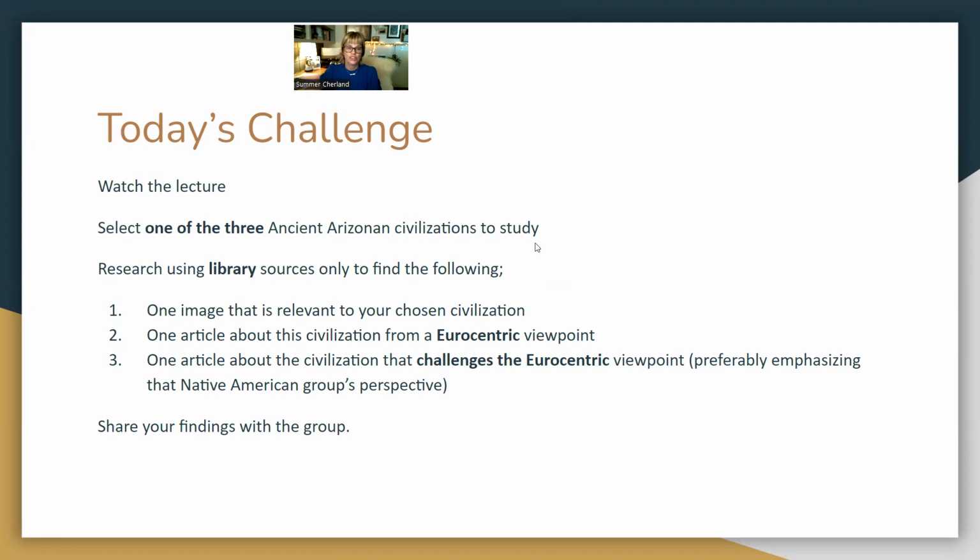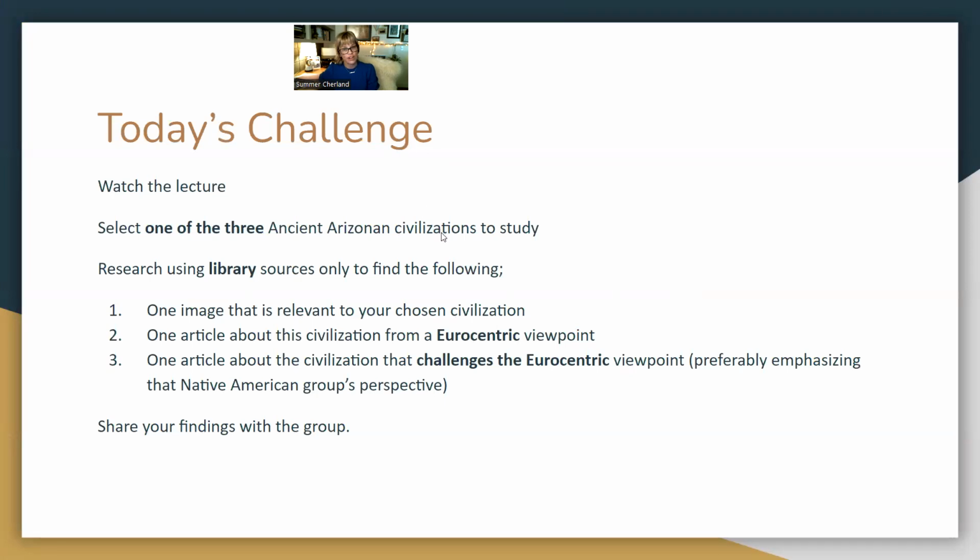Then you're going to research using only library resources. So you have to use the library. You can't just Google. You need to look in the library to find materials for this particular challenge. And you're going to find the following things: one image that is relevant to your chosen civilization, one article that is about this civilization from a Eurocentric point of view, and one article that challenges that Eurocentric viewpoint, preferably emphasizing the native group you've chosen, their perspective.